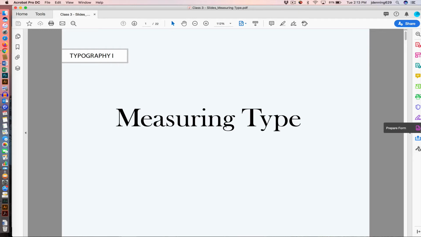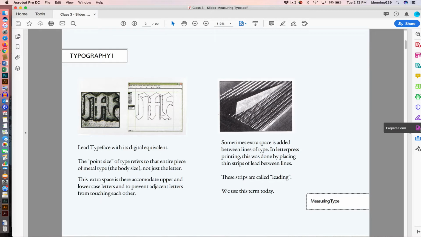How do you measure type? Type is measured using points. So the point size of type refers to that entire process of metal type, the body size, not just the letter, and then there's some extra space in there to accommodate upper and lowercase letters and to prevent adjacent letters from touching each other. We know that when we add extra space in between lines, it was called leading because it was these strips of lead that were placed down on the letterpress. And the strips were called leading, and we use this term today.